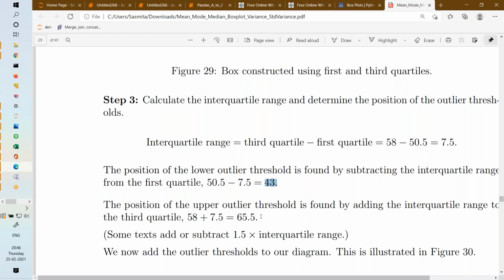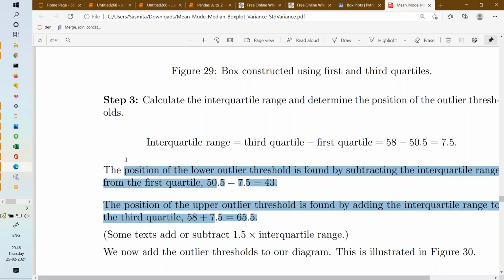So I will stop here. Is this clear how I got this, the highlighted part? Q1 minus IQR, Q3 plus IQR, that is the boundary. What is IQR? IQR is Q3 minus Q1, right? 7.5.